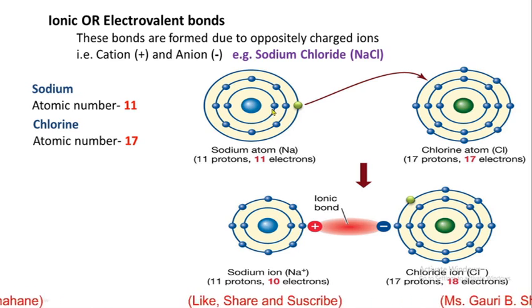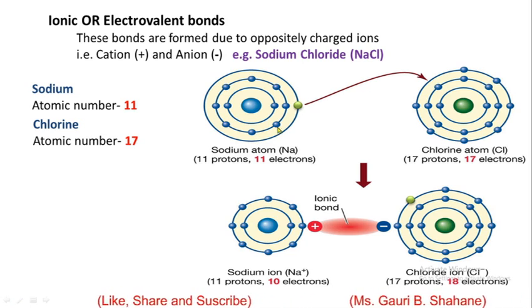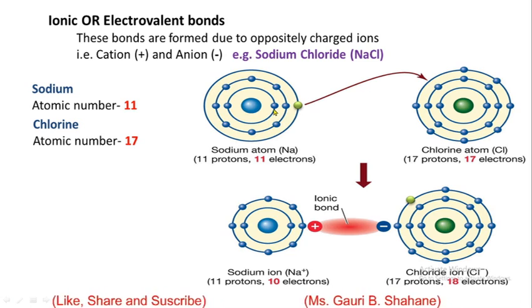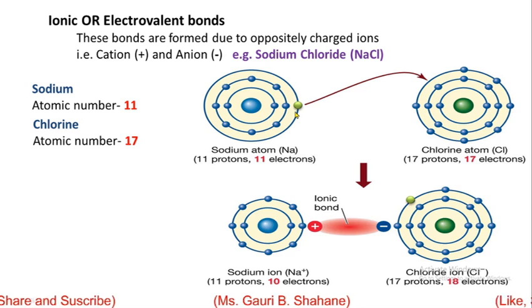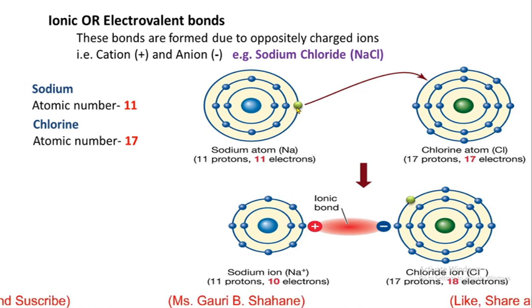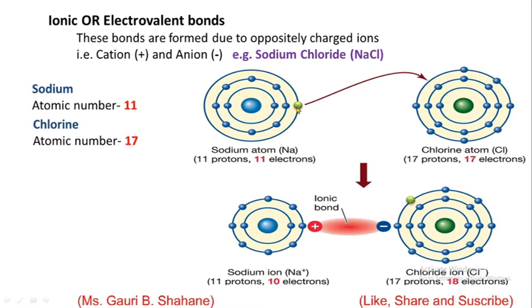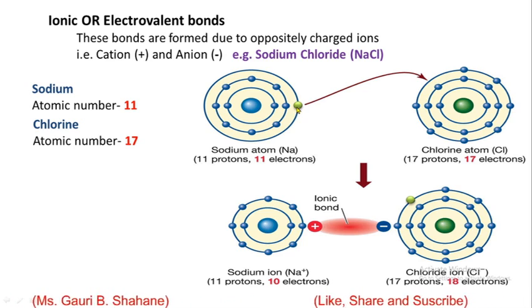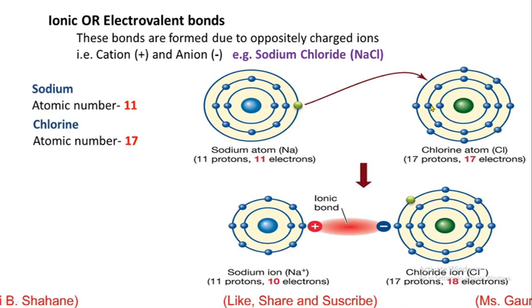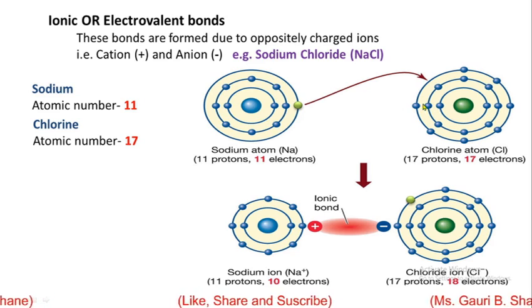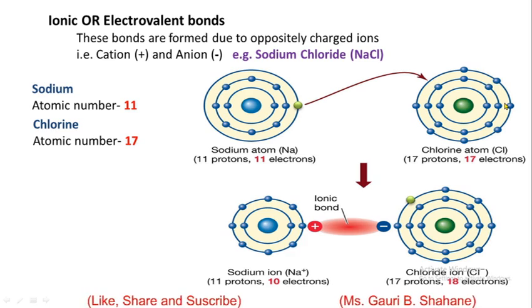So here, these are the total 11 electrons in the sodium atom: 2 electrons in the first shell, then 8 electrons in the second shell, and only 1 electron is present in the outermost shell. I have already shown this electron with a different color. While chlorine atoms have a total of 17 electrons, and 7 electrons are present in the outermost shell.